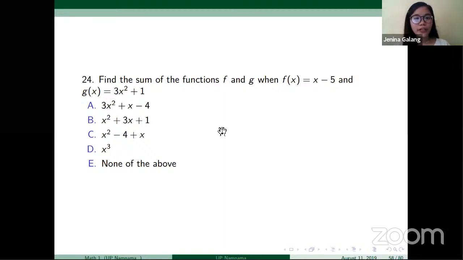So, number 24, find the sum of the functions f and g. f of x equals x minus 5, and g of x equals 3x squared plus 1. So, combine lang yung like terms. Ang like terms lang natin dito is negative 5 and 1. And copy lang yung ibang terms. So, we have 3x squared plus x minus 4. So, letter A.